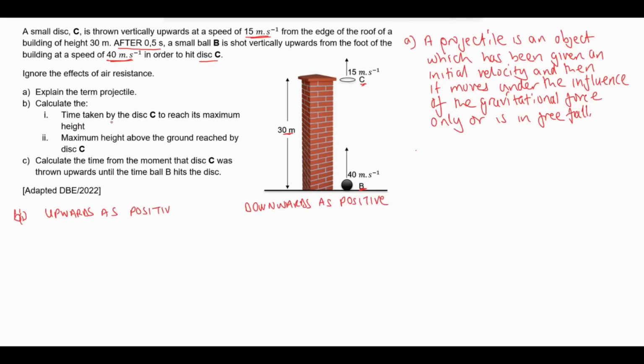Right, let's do P1. Calculate the time taken for the disk C to reach its maximum height. Let's take upwards as positive. If upwards is positive, then the initial velocity is going to be positive. So initial velocity is 15 meters per second. And then acceleration is negative. If upwards is positive, a is equal to negative 9.8 meters per square second. And then at the maximum height, the final velocity is what? 0 meters per second.